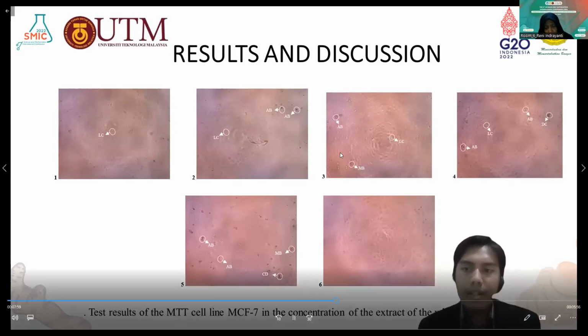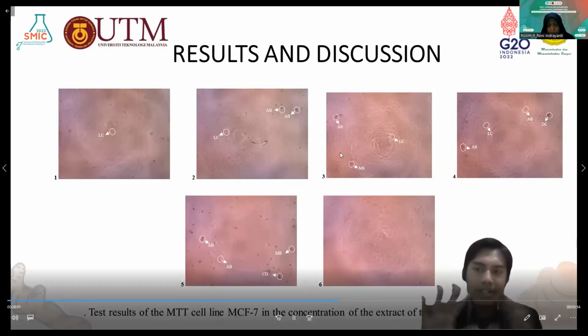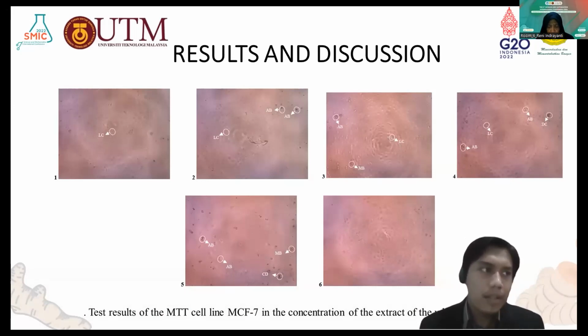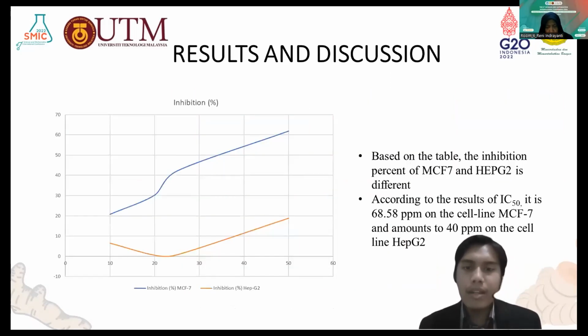We know that in every figure there is membrane blebbing, there are apoptotic bodies, and there is cell death, which we can interpret as the white turmeric having an effect on the inhibition of the proliferation of cancer cells. Okay, we go to the next slide.